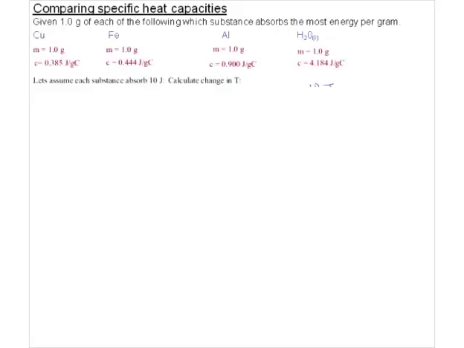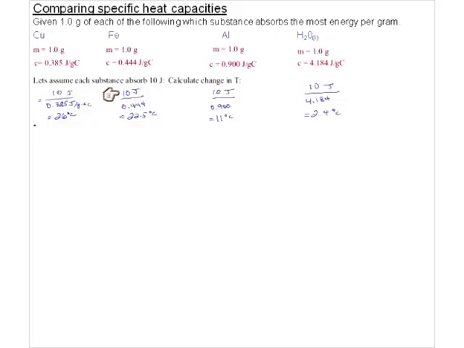So I'm going to make an example here and say, let's put 10 joules into each one of these 1 gram samples. And we're going to figure out what the temperature change is going to be. So in each calculation, I'm doing this real quick here because it's a 1 gram sample and we're going to divide it by its heat capacity. And what we're going to find is that for the copper, absorbing 10 joules of energy, it's going to change its temperature by 26 degrees. That's a significant temperature change.